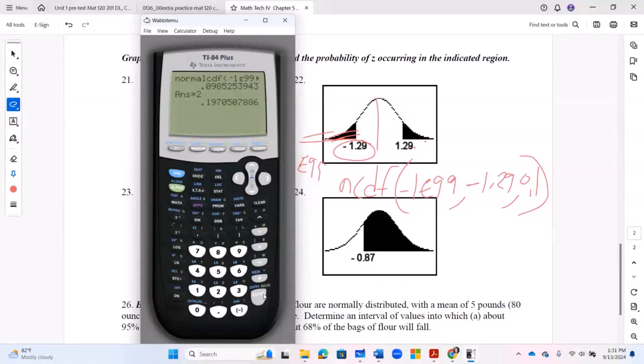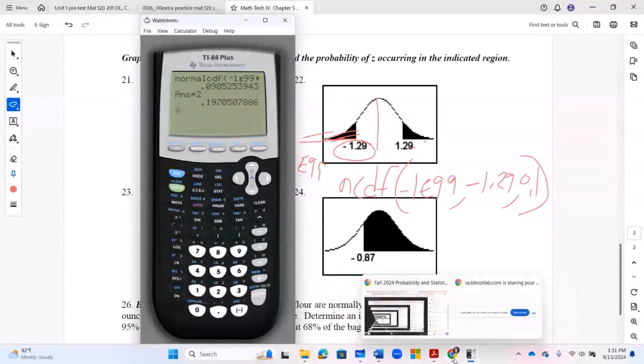Any question? Any question? So the normal curve is symmetrical. If you are told to find area on both tails and the z-score is the same, then find one side and multiply by 2. Find one side and multiply by 2.